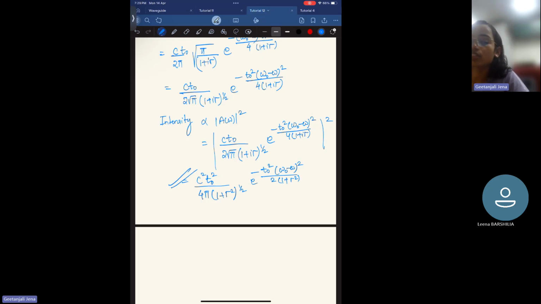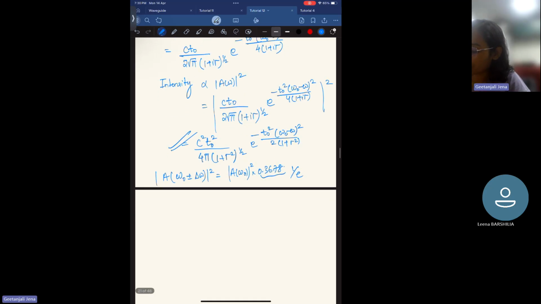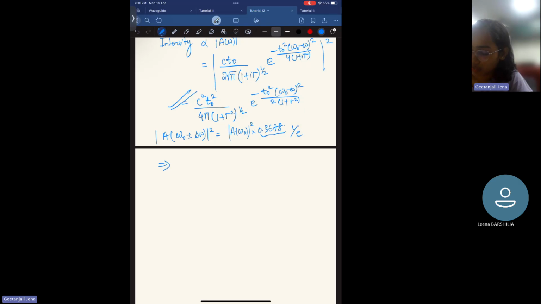And to find out at which frequency, what will be the spectral width such that the intensity is 0.3678 times its initial value, we need to equate. So let us say for a frequency delta omega, we have the value, it is the maximum value times 0.367. So this is nothing but the 1 by e value. So if you calculate it, it is the 1 by e value.